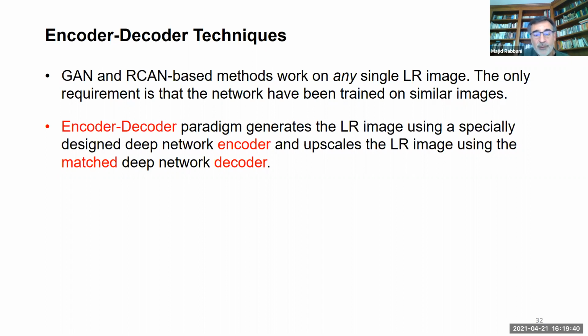But the encoder-decoder paradigm is a totally new paradigm, okay? This is only a few years old, literally 3-4 years old. The encoder-decoder paradigm starts with a high-resolution image, okay? And then it generates the low-resolution image using a specially designed deep network encoder. I will show you some very interesting examples in the remaining slides, the remaining 10 minutes. And then it upscales the low resolution image using a matched, and the keyword is matched, I have put it in red, deep network decoder.